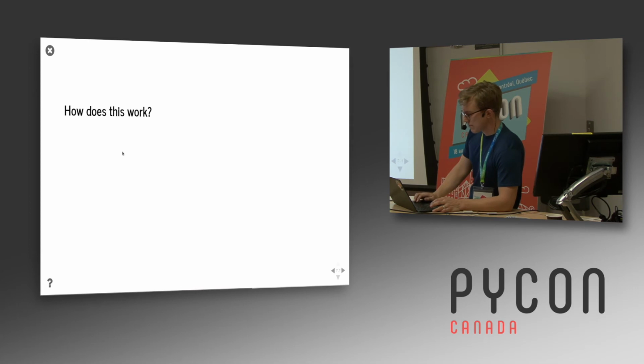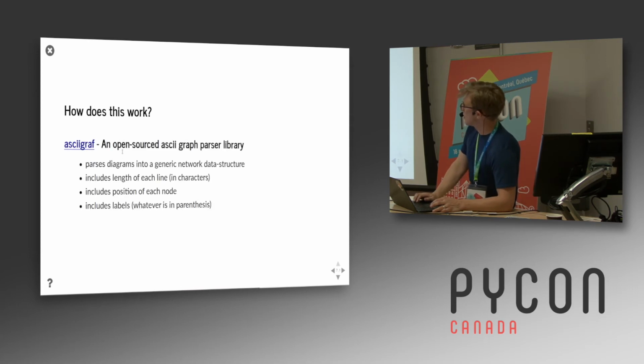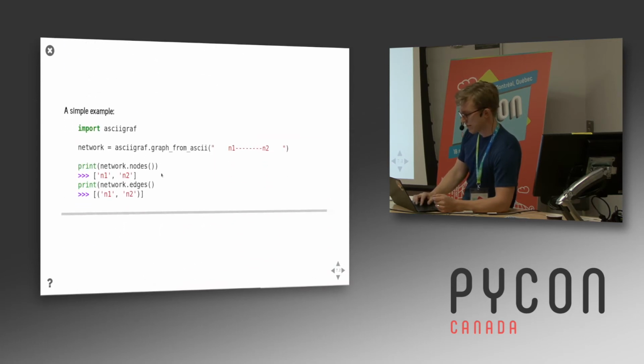So how does this work? Well, first of all, we have a library called ascii-graph, which is a library we wrote in open source, and it parses a diagram of ASCII text into networks, so you can get a generic network structure. It figures out the length of each line based on the number of characters in the line, and it includes the position of each node in the 2D ASCII string, and it adds labels for each of the lines. So here's an example of just 2 nodes and a line, and we've got a network. It's a NetworkX object, and it has N1 and N2 for the nodes, and then it has one edge, which is a tuple N1 and N2.